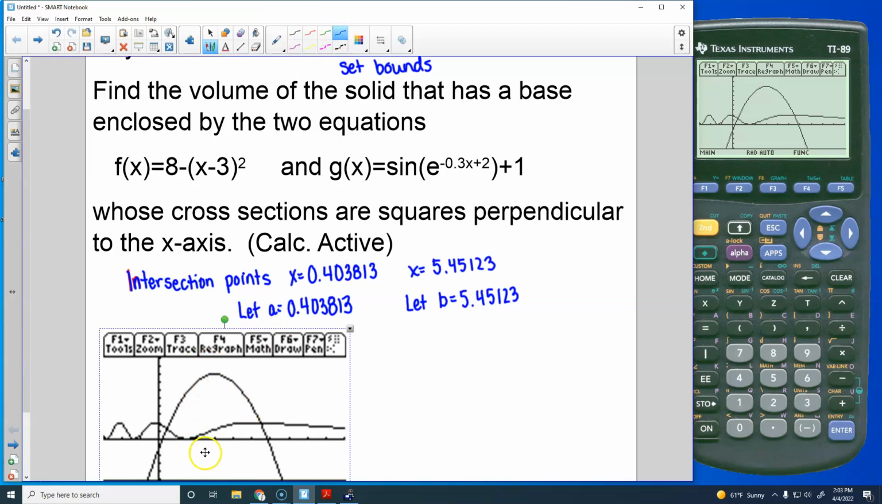Alright, so on this graph, we're going to have cross sections that are squares perpendicular to the x-axis. So our cross section is going to have a square perpendicular to the x-axis. So those of you that were out on Friday, to give you an idea of what that is going to look like. Okay, so this here has a base that is just a circle, right?